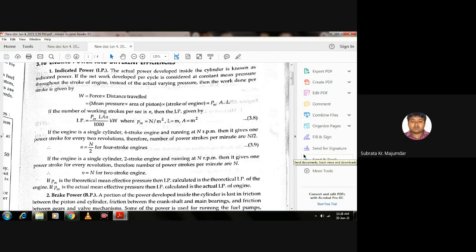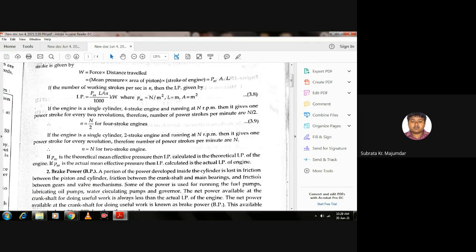But if we observe the 2-stroke engine, the crankshaft has 2 revolutions. In those 2 revolutions, it gives one power stroke. As a result, the charge does not burn uniformly. That's why the thermal efficiency is less in that case.